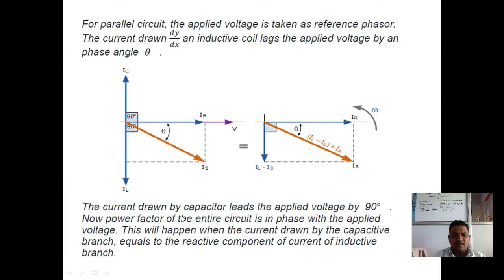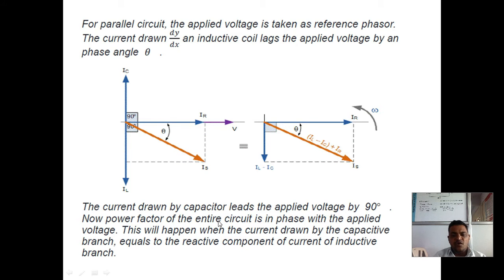Then the current drawn by the capacitor, here the source current is I of S. On the positive x-axis we have shown the current flowing through the resistor as well as the voltage drop across it, V. The current drawn by the capacitor leads the applied voltage by 90 degrees, and exactly opposite to it, the current flowing through the inductor lags by 90 degrees with respect to V.